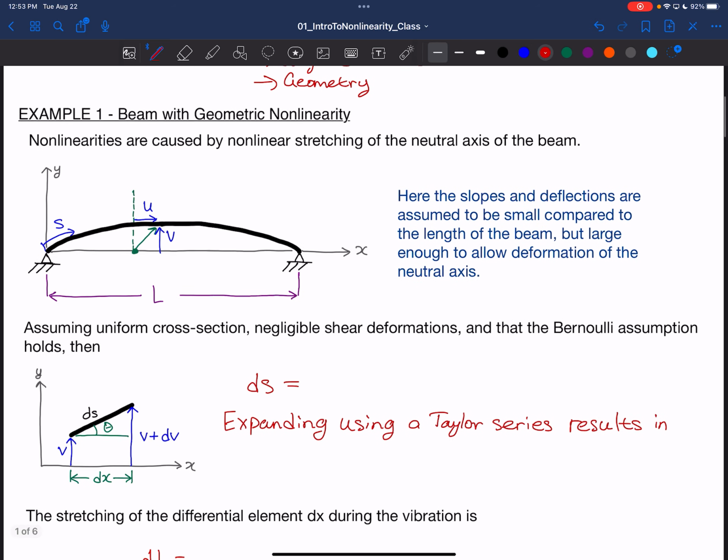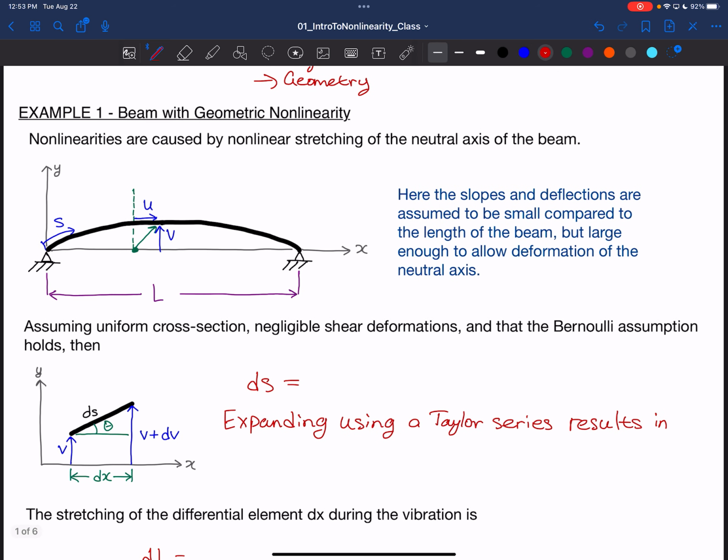All right. So, the first example we're going to look at is a beam with a geometric nonlinearity. Here we're considering nonlinear stretching of the neutral axis of this beam. We're still assuming that the slopes and the deflections are small with respect to the length of this beam, but they're large enough to allow this deformation of that neutral axis.